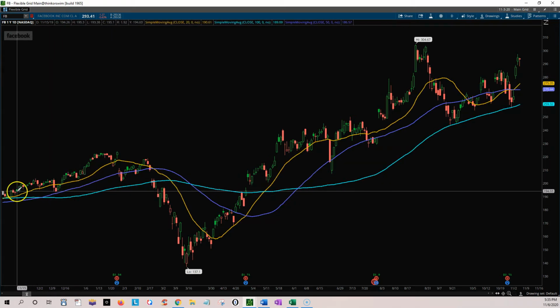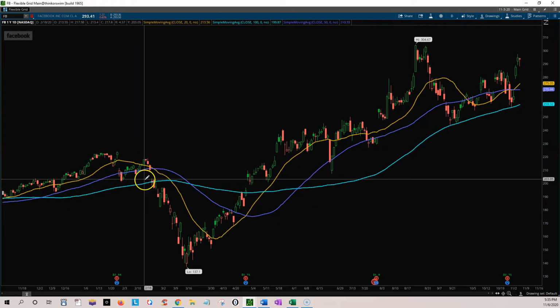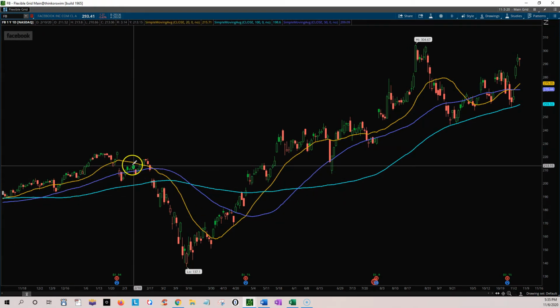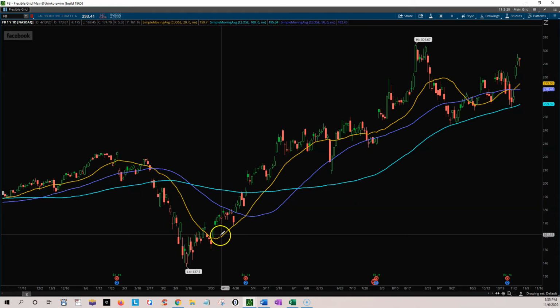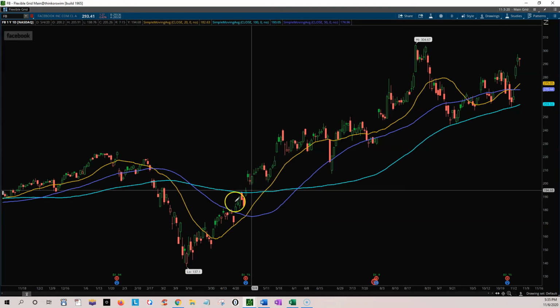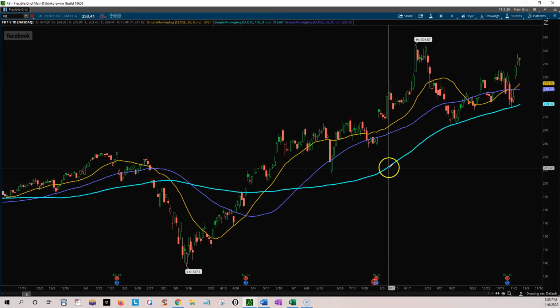But you can still use this, once again, as dynamic support and resistance, and then it falls down below. Price falls below the 20 and the 50, and it's below the 100, so you're good taking shorts there. Then as it comes back up, and it continues this long bullish run, look at what happens to the 100. The 100 curves and points up.